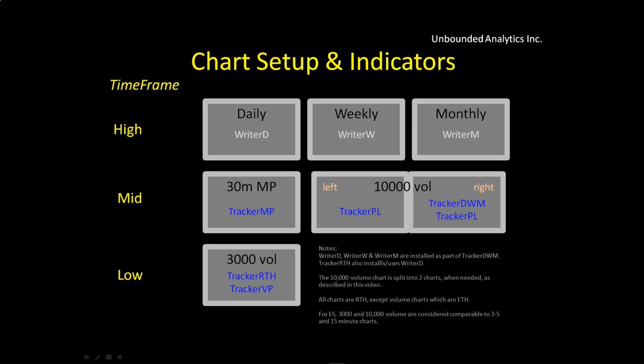TrackerPL offers you a third option. Split the screen on one monitor to have two charts side by side of the same time frame. I do this for my mid-time frame 10,000 volume chart. The right chart shows current price. Scroll the left chart to the left to your nearest fresh supply and demand zones around current price. Load TrackerPL on both charts. You can even scale and center the charts so that the price line and session high and low lines appear continuous lines across both charts.